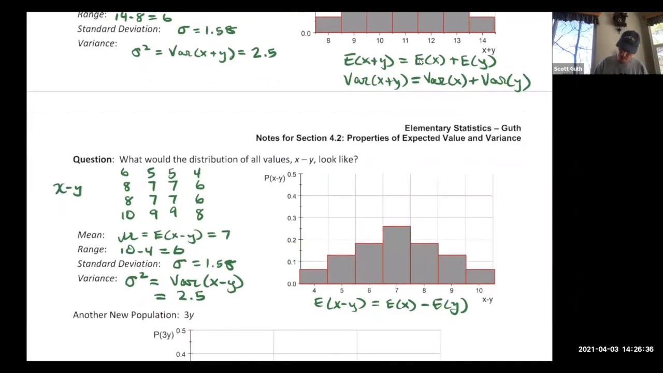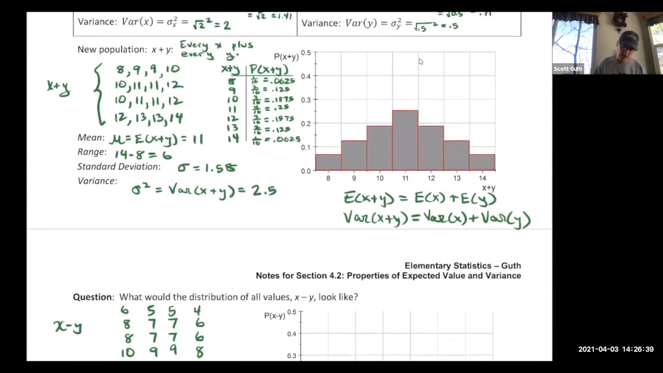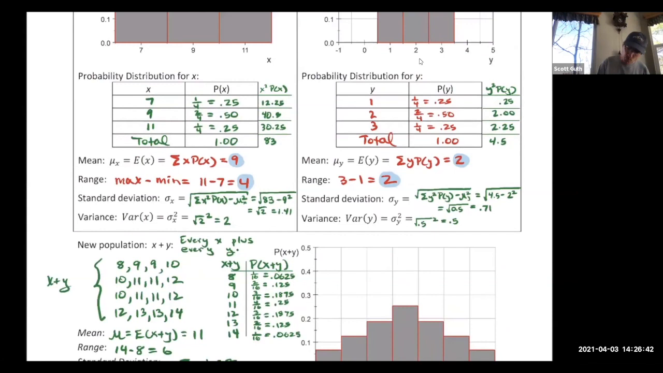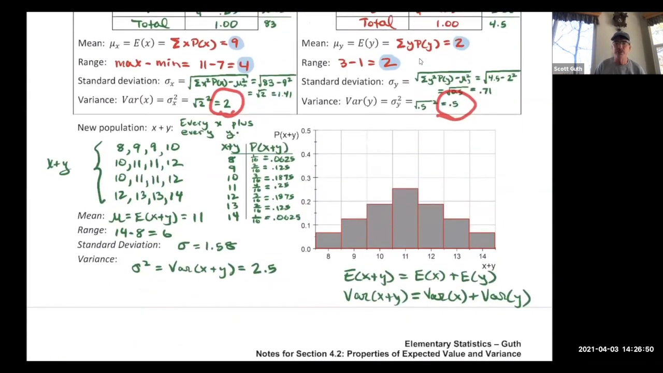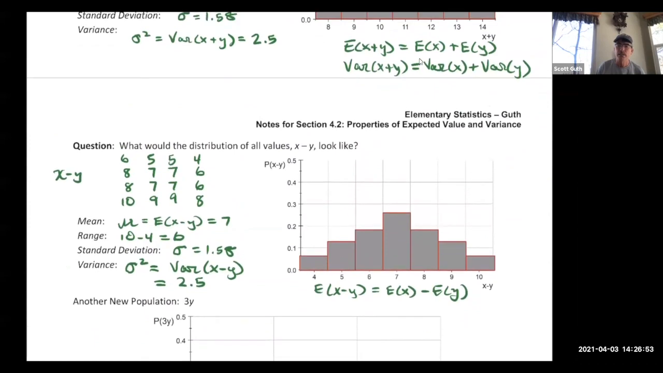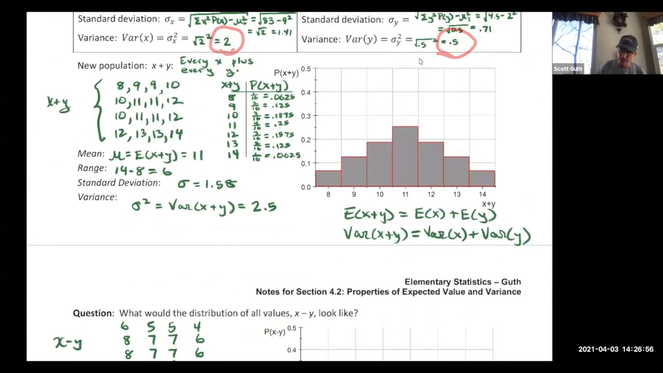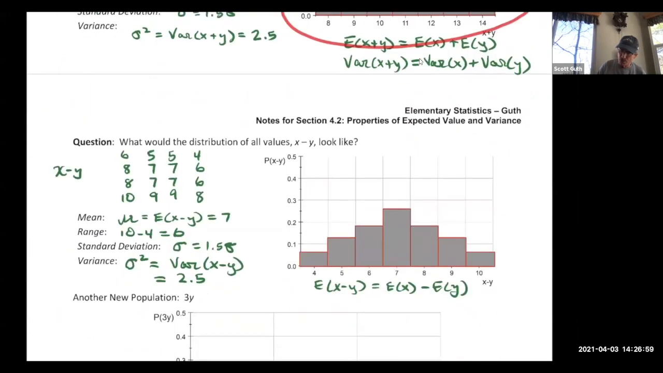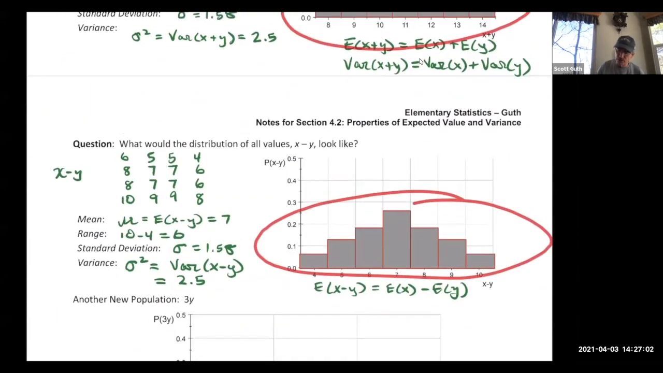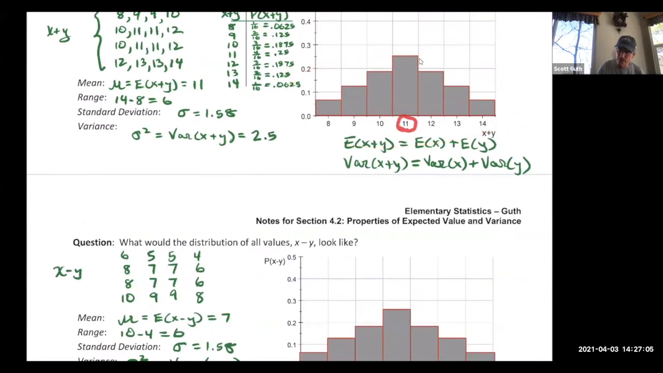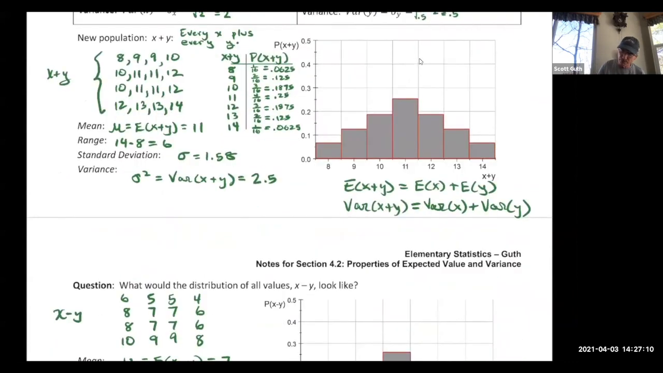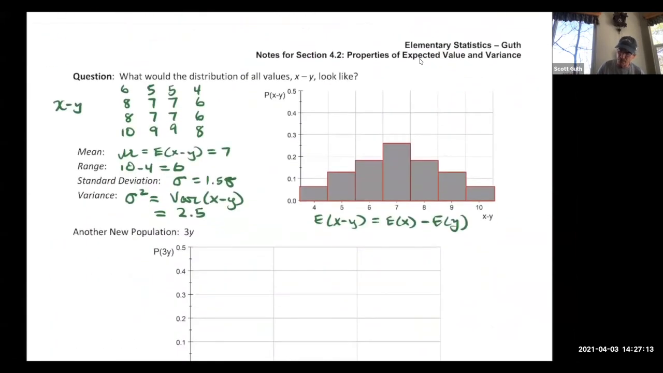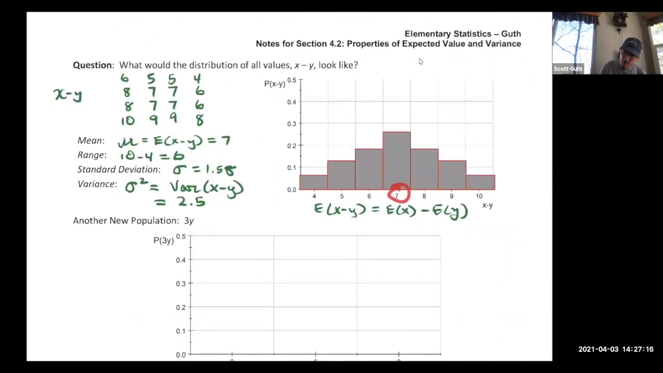And then just also, again, because the variances of x and y were 2 and 0.5, we noticed that x minus y is the same width as x plus y. These distributions are identical. They're centered differently. X plus y is centered at the mean of x plus the mean of y. The means were 9 and 2, so the mean of x plus y is 11, where the mean of x minus y is 7. Okay.